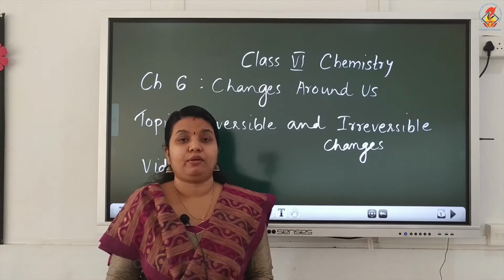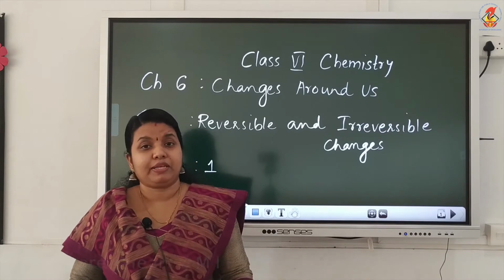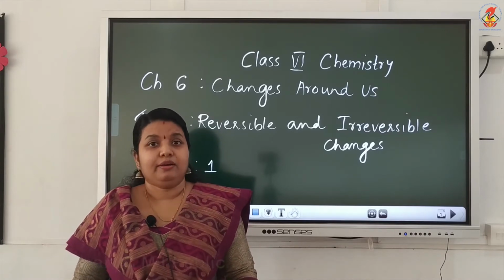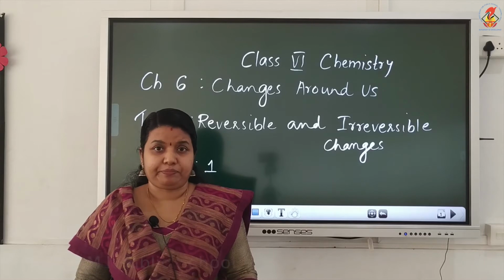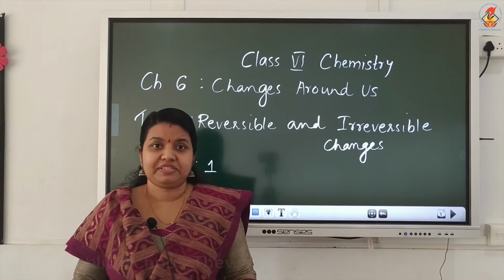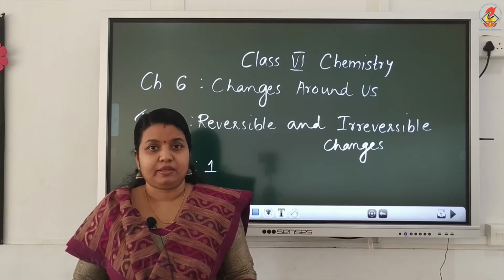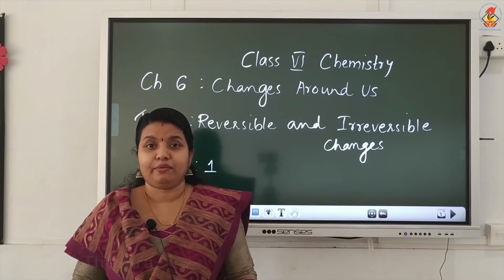You are familiar with a lot of changes that are taking place around you, like falling of leaves from the trees. Then after that the color of the leaves change and they dry out. Then flowers bloom and they wither out.